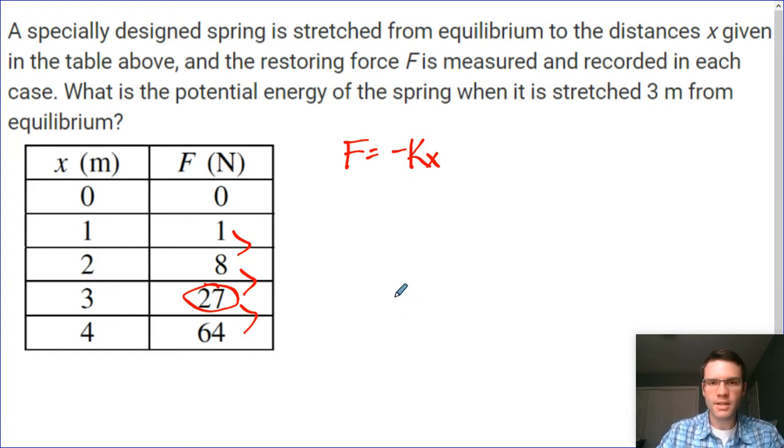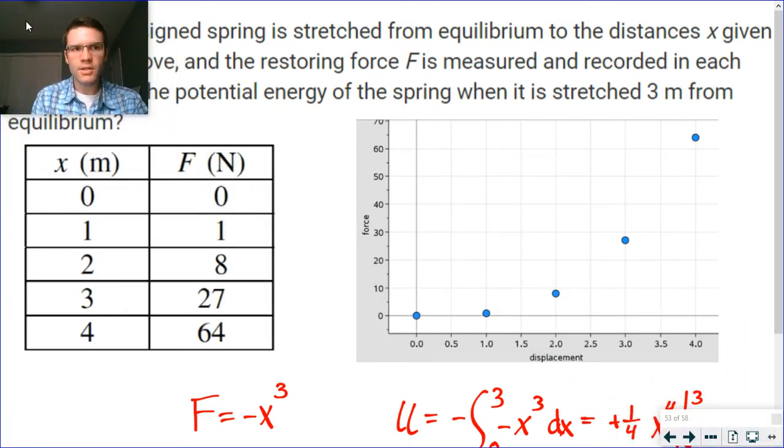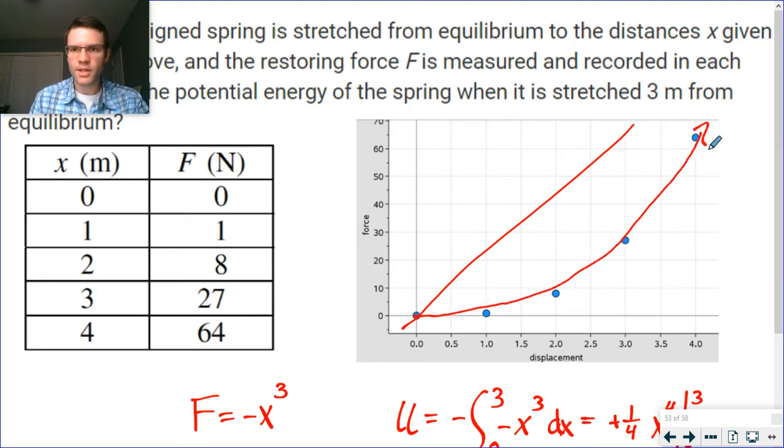And the best way to see that it's not Hooke's law is to graph it. And if you graph it, if it was Hooke's law, you'd end up with a nice straight line here. And we don't end up with that. We end up with this curve. And we want to know what's the equation for this curve, force as a function of x, so that we can integrate it to get our potential energy.